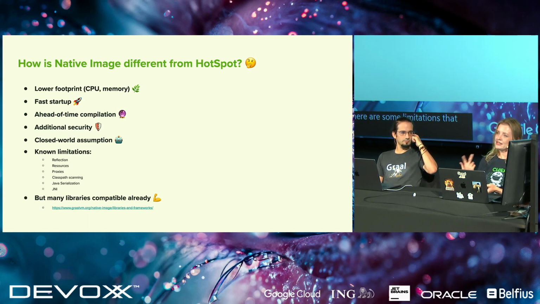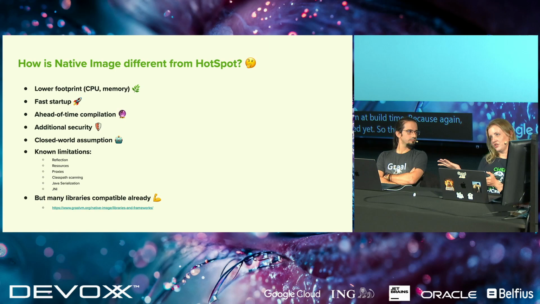Now, speaking of closed world assumption, there are some limitations that come with it, and they're not necessarily associated with native image as much as with the whole ahead of time concept of compilation itself. So those more dynamic Java features, namely reflection, serialization, resources, proxies, etc., work in native image, but native image needs to be instructed about them to include them at build time, because again, the runtime hasn't happened yet. Using config files, you can instruct it to include those features in your native executable.